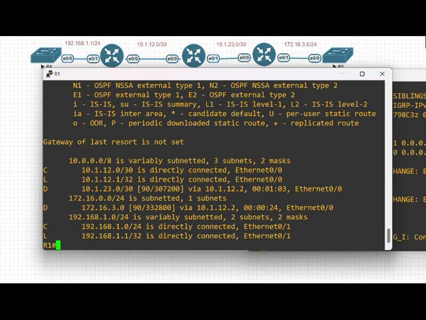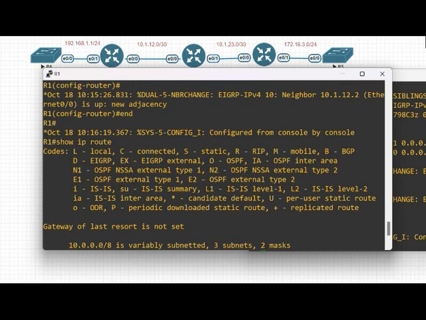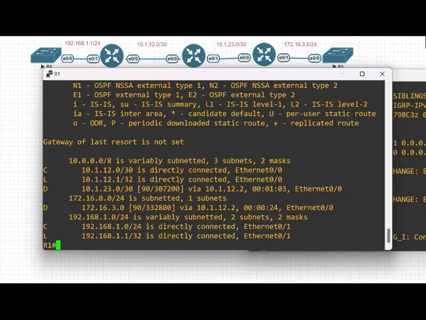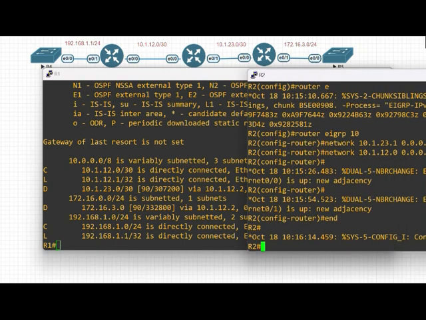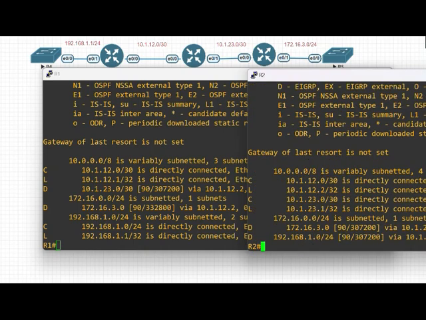D, I guess it stands for DUAL, okay, because EIGRP uses the DUAL algorithm for figuring out the best path, right? So next we know the network 172.16.3, okay, which is this network. Okay, so by right, all the routers should have knowledge of all the other remote routes via EIGRP.